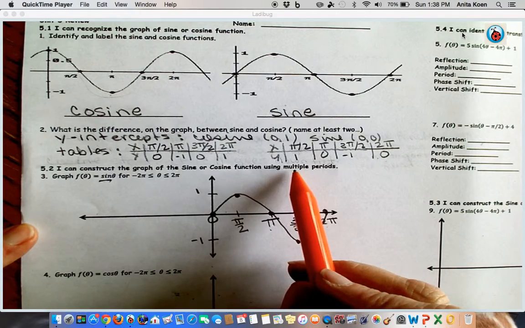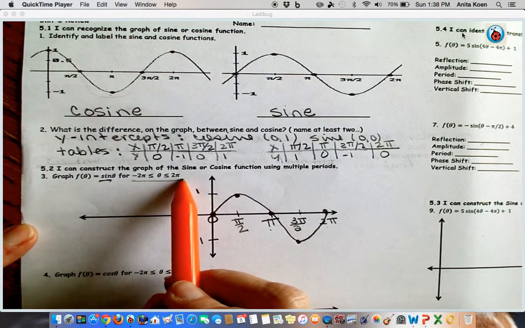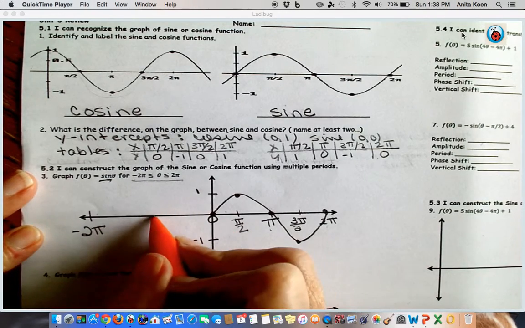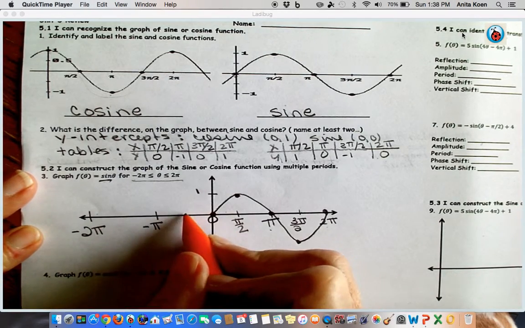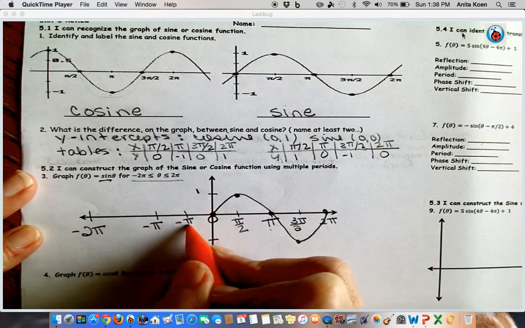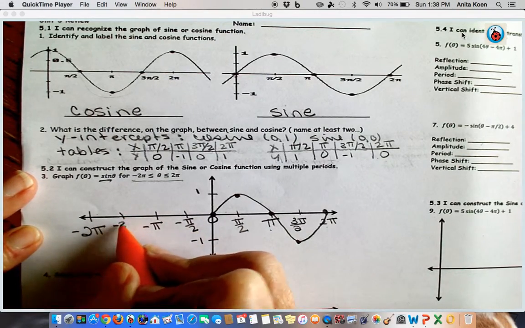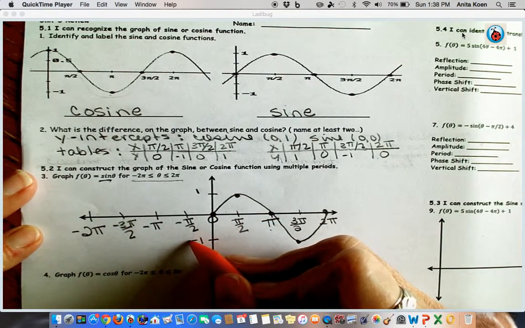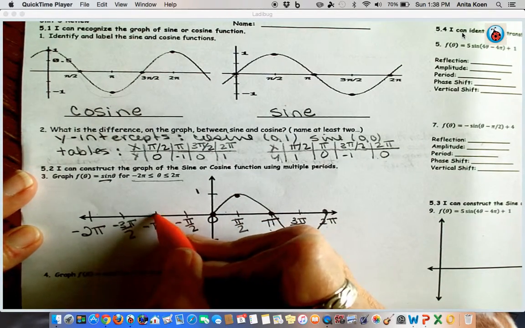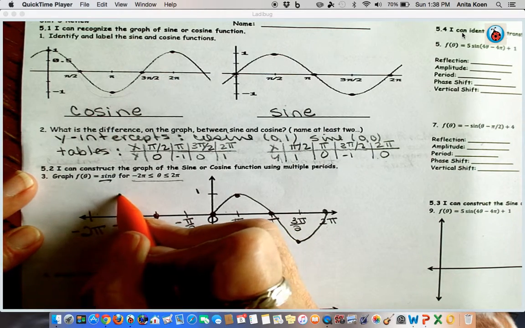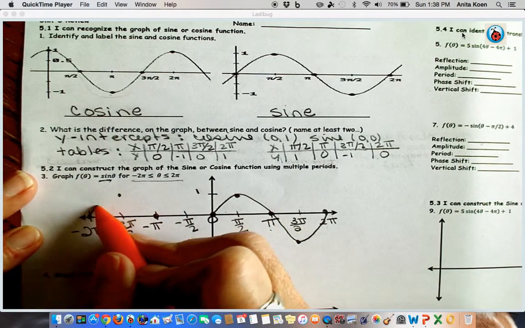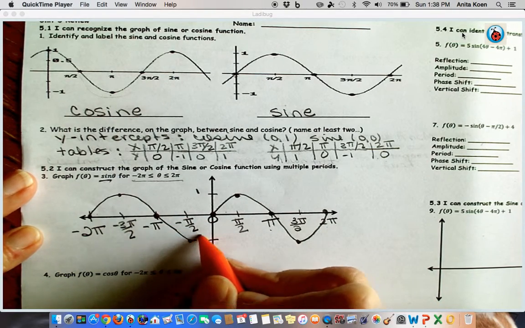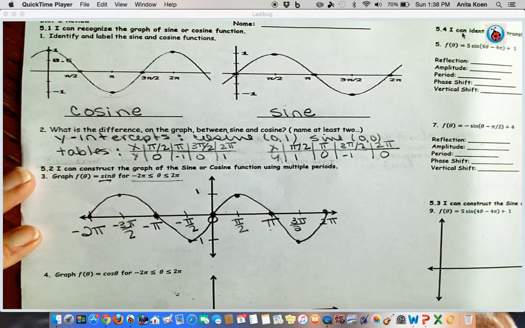And this wants us to use multiple periods from negative 2 pi to 2 pi. So I'm going to have to come back here and do 0 to negative 2 pi. Halfway is negative pi. Halfway here is negative pi over 2. And halfway here is negative 3 pi over 2. And then I go negative pi over 2, negative 1, pi, 0, 3 pi over 2, 1, and 2 pi, 0. So here, if I can draw it correctly, is my sine function with multiple periods.